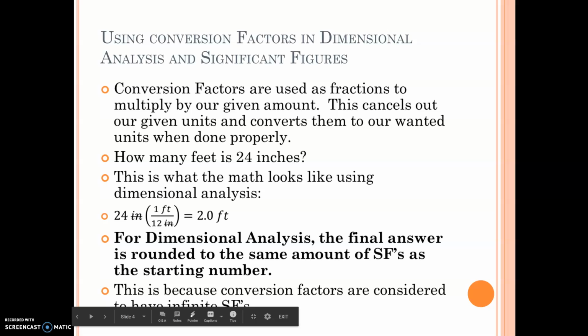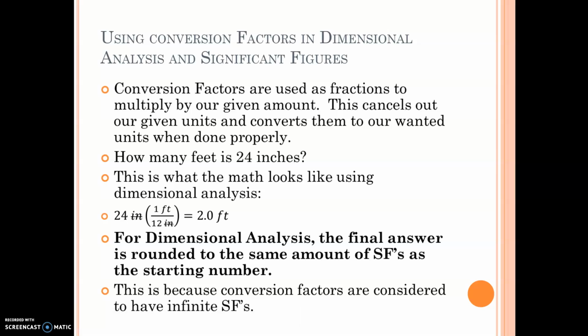When using factors in dimensional analysis and significant figures, we are going to use them as fractions, and we're going to multiply by our given amount. This cancels out the given units and converts them into the units that you want. For example, how many feet is 24 inches? This is what the math would look like using dimensional analysis. 24 inches times the quantity of 1 foot divided by 12 inches equals 2 feet.